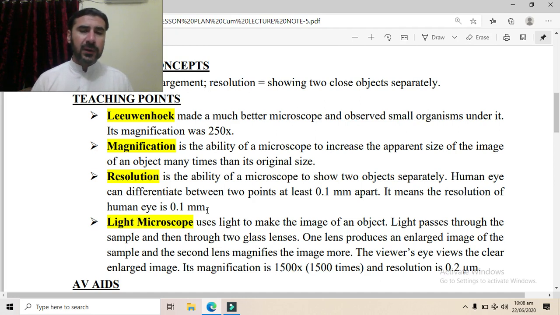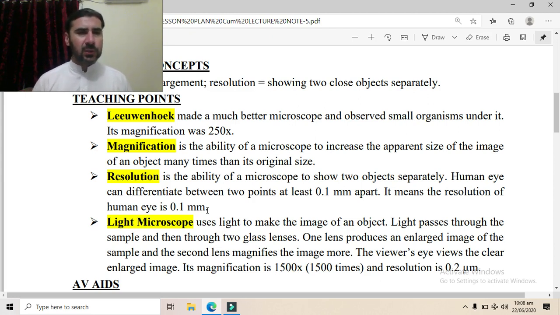But if the two objects which we are going to view are closer than 0.1 mm, the human eye cannot differentiate these two. The human eye will just recognize the two very close things as one thing. So resolution is basically the ability of any microscope to differentiate two very close things from each other, and then you can recognize that this thing is different and this is different.